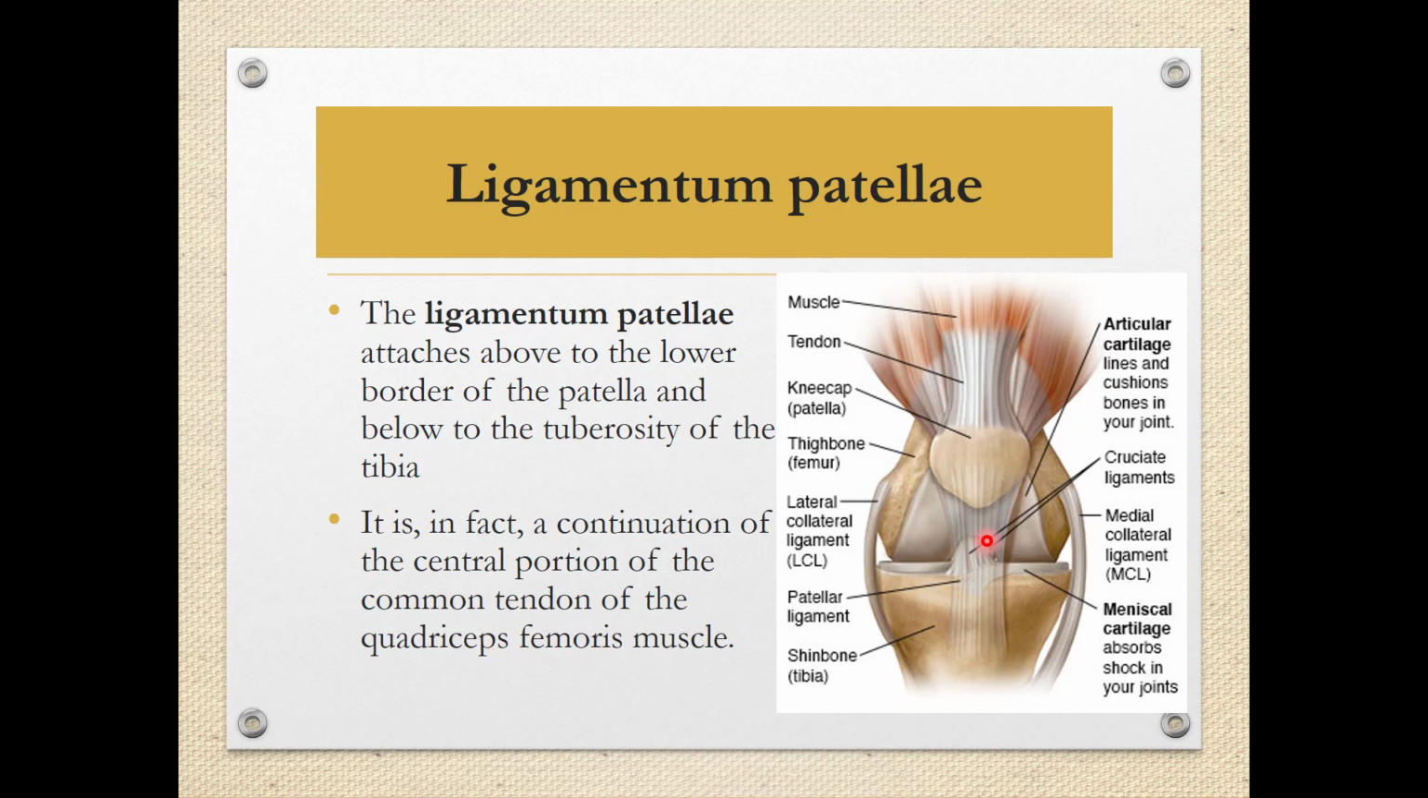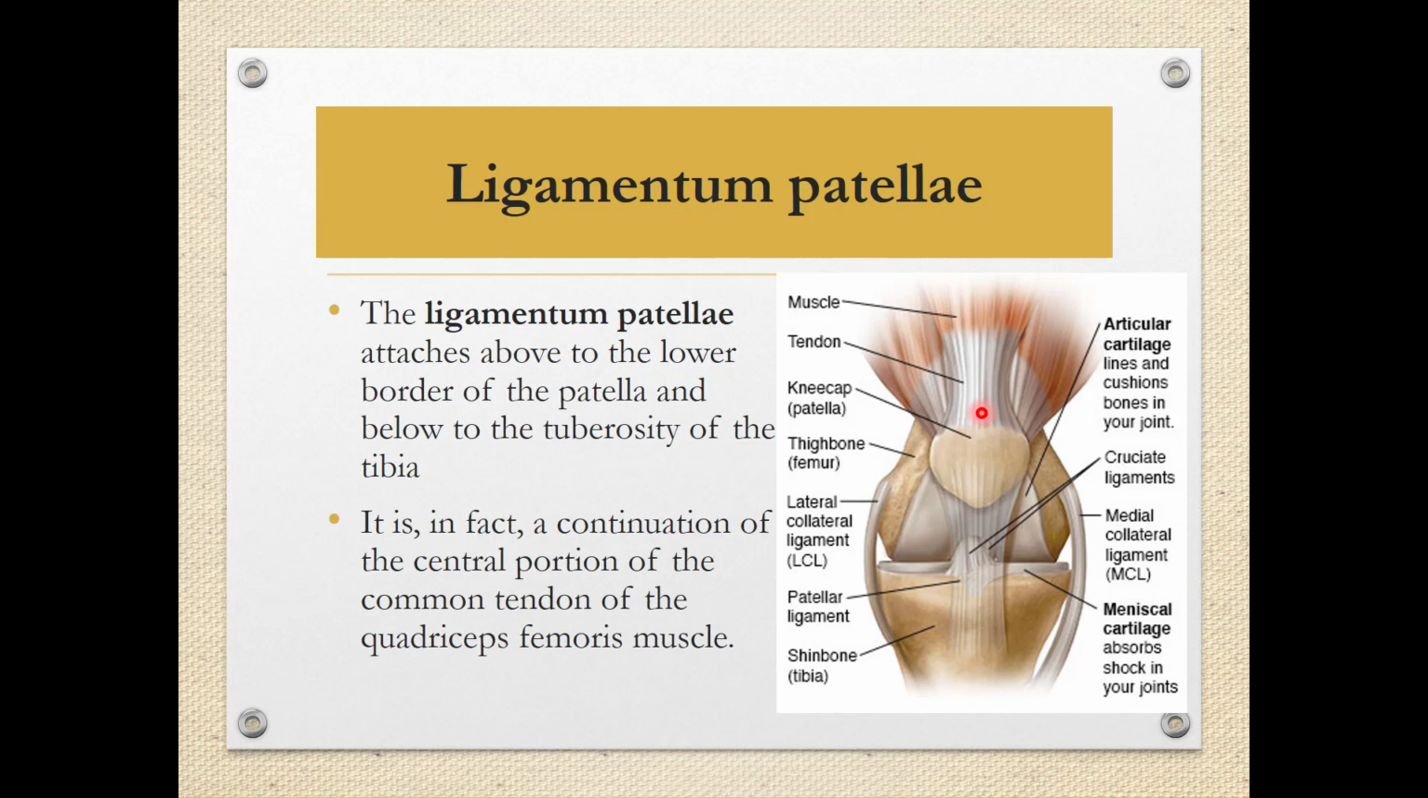First of all, ligamentum patellae. See here, this is the ligamentum patellae, which is attached above to the lower border of the patella. This is the patella bone, and this is the lower border of the patella. Below, it is attached to the tuberosity of the tibia. It is in fact a continuation of the central portion of the common tendon of the quadriceps femoris muscle. See here, this is the quadriceps femoris muscle. This is its tendon, and this is the ligamentum patellae, which is the continuation of the tendon of the quadriceps femoris muscle.